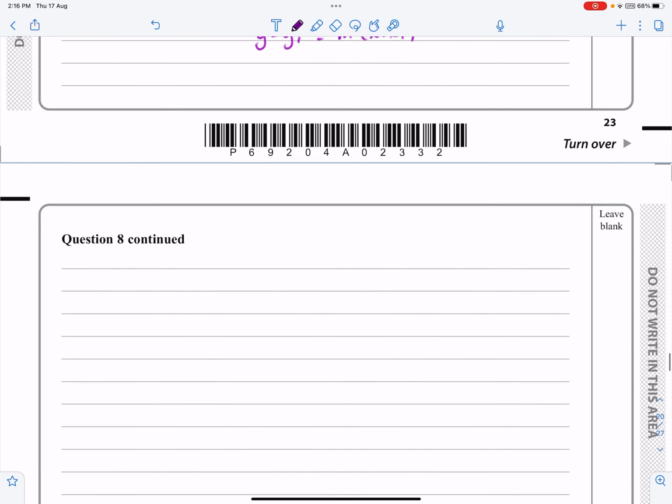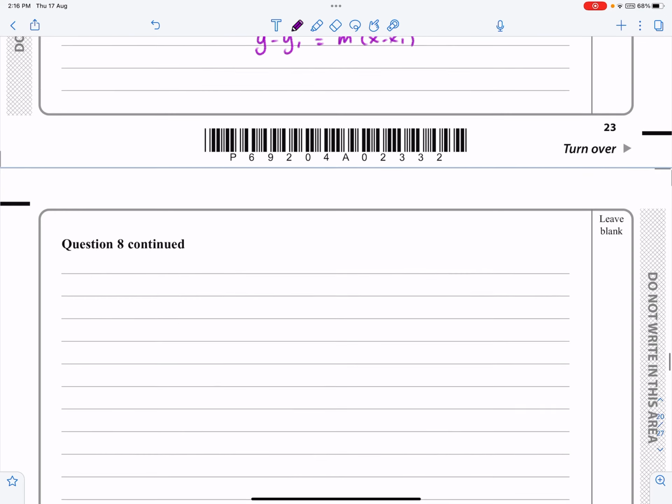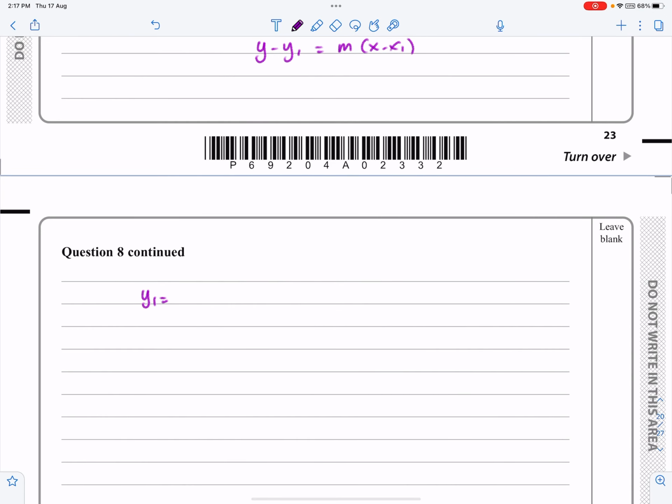So I'm going to start off here by saying y1 is equal to pi over 4, so I've got that straight away. And if I want to work out x1, it's just working out what x is going to be. It was 2 sine y, wasn't it? So it's 2 sine pi over 4. Do that on the calculator. That works out to be x1 working out to be root 2.